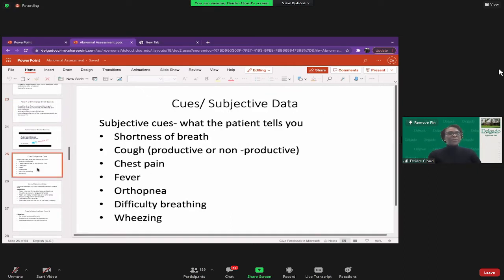So let's talk about cues and subjective data. Subjective cues, of course, is what the patient tells you. So what can the patient tell you? What would they present with if a patient has a respiratory issue? What might be some of their complaints?